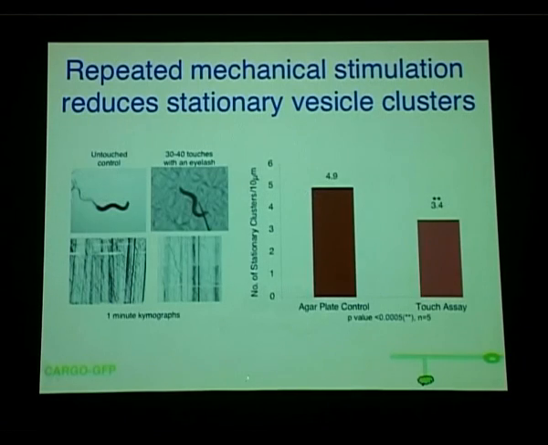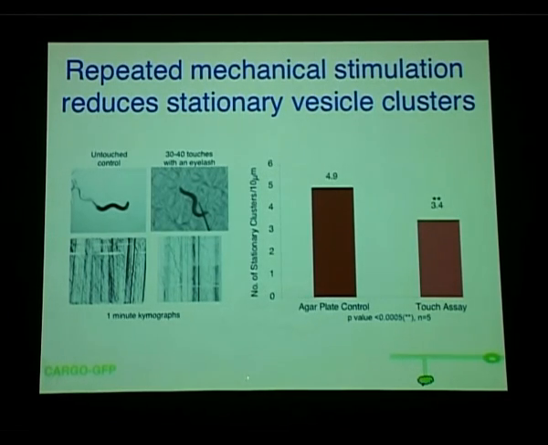And this is where it was kind of nice that we were able to come this far. Well, we asked a very simple question. So Kausalya, who used to be a postdoc in my lab, said, let us just stimulate the animal repeatedly. We initially started with 5 stimulations and nothing happened. So we stimulate the animal repeatedly using gentle touch and look at cargo transport in the touch neuron.